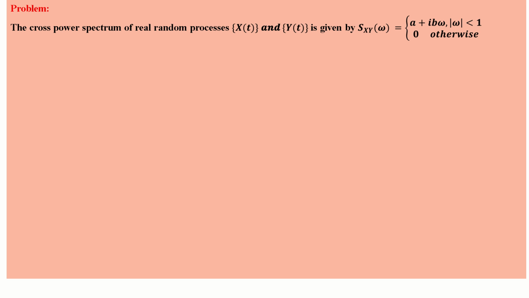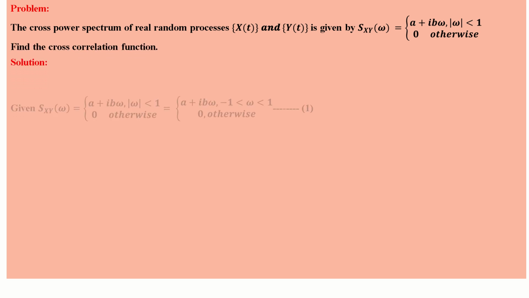Next problem. The cross power spectrum of real random processes x(t) and y(t) is given by S_xy(ω) = a + ibω for |ω| < 1, and 0 otherwise. Find the cross correlation function. So we'll see the solution.